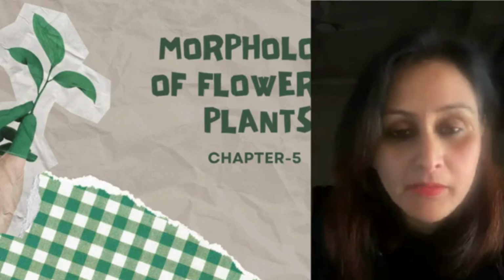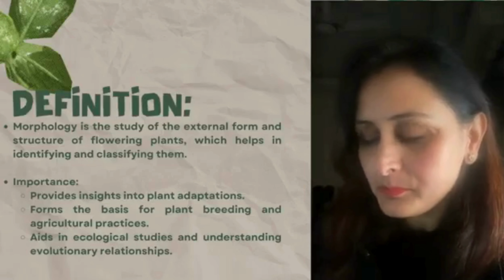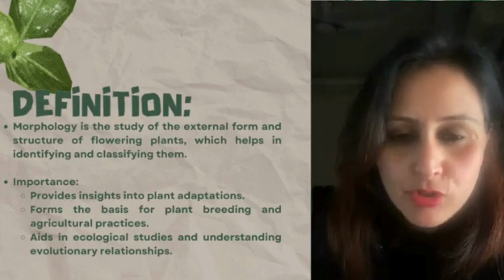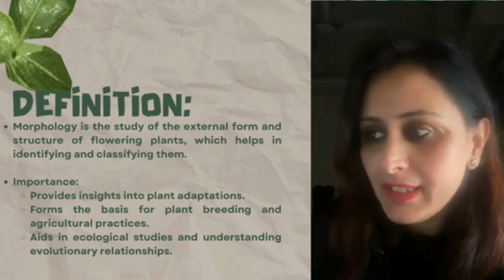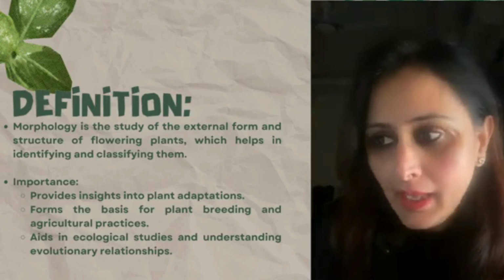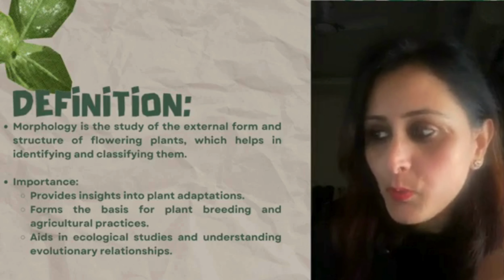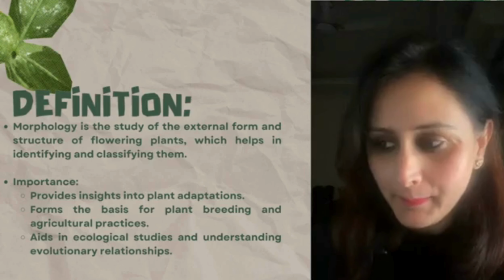This is lesson number 5 of our biology book, right? So let's get started. So first of all, the definition, what does the word morphology mean? So morphology is the study of the external form, that is appearance, the outside, and structure of the flowering plants, which help them in identification and classification.